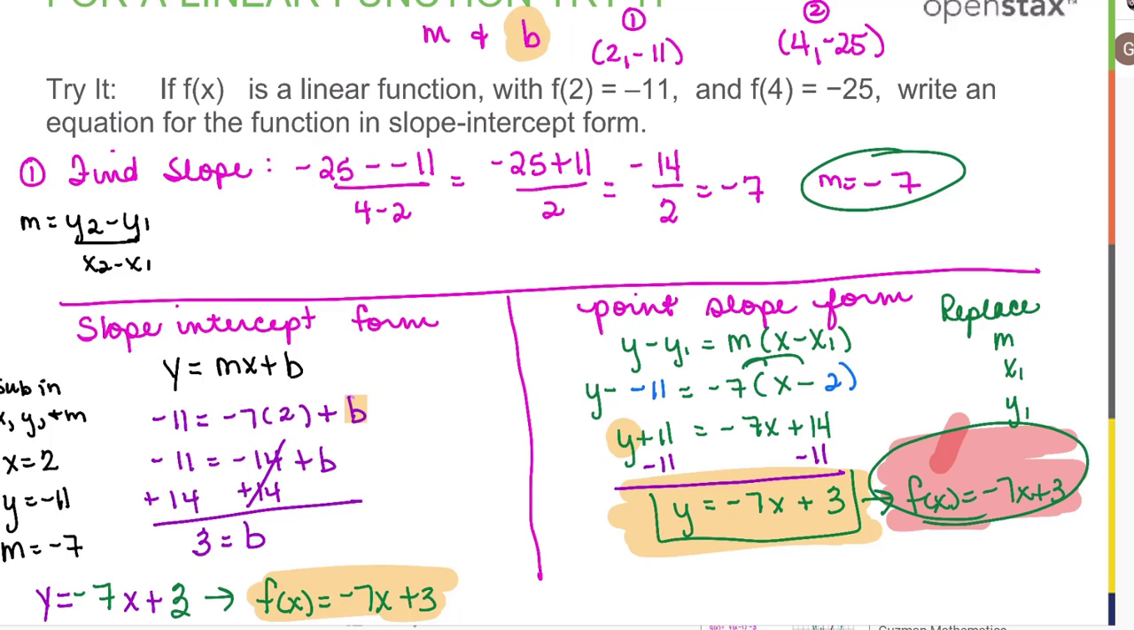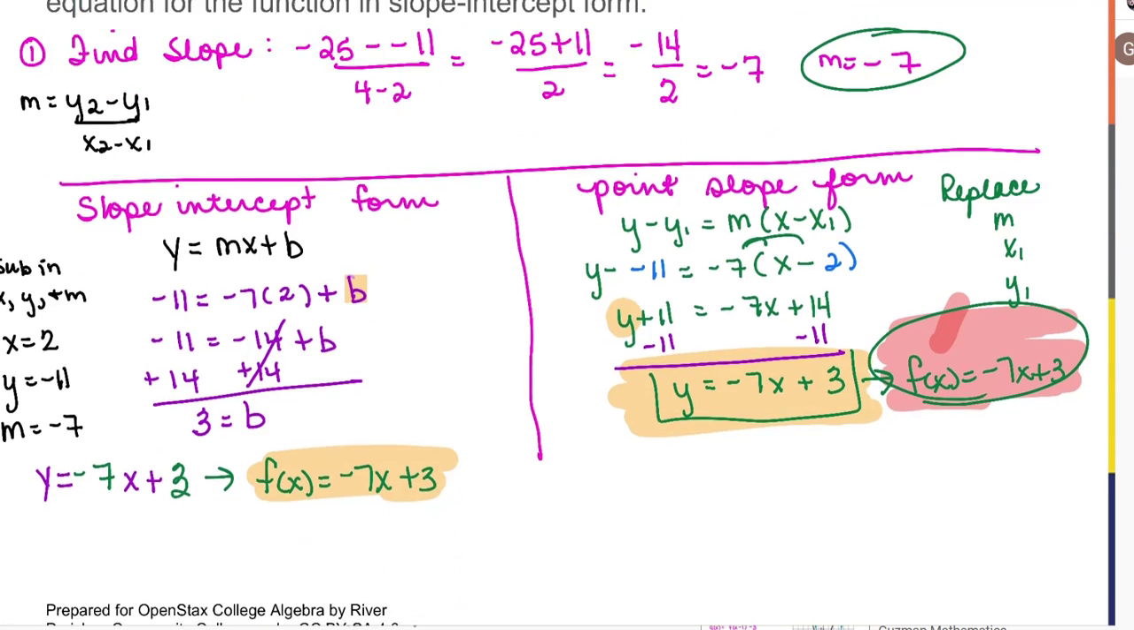And then we get y by itself. And then we're done. Either way, you get the same answer. So I will accept either method. Whichever one you are most comfortable with is fine with me.